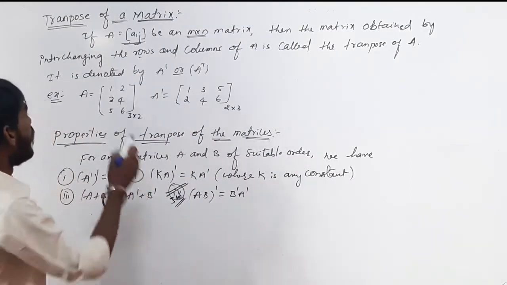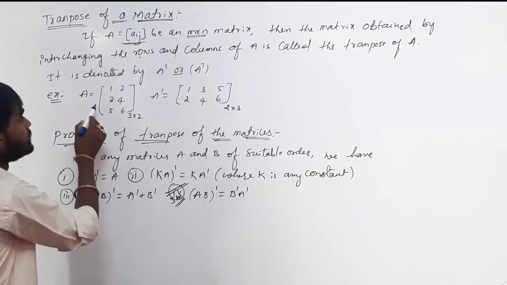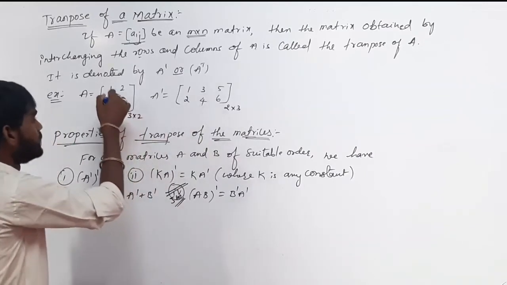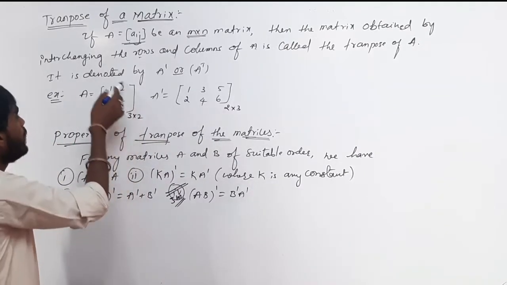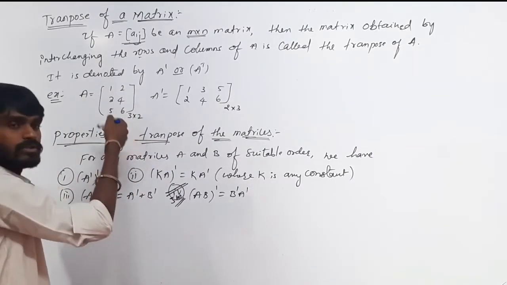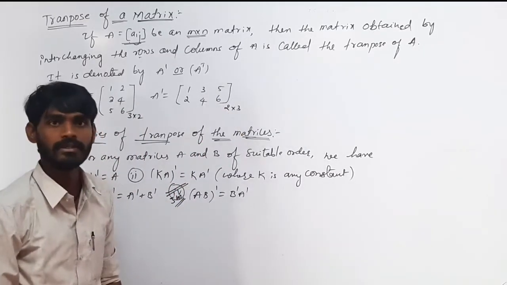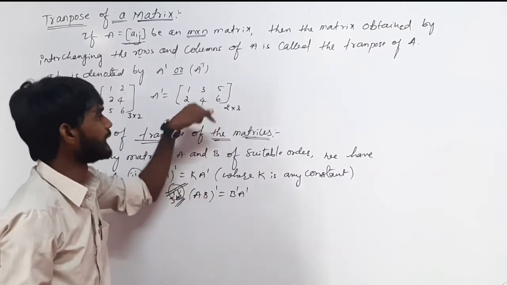So look at here, in all these elements, 3 rows are there, next 2 columns are there. 3 rows, 2 columns. When we interchange these rows into columns, then it will be in a 2 cross 3, that is 2 rows, 3 columns.